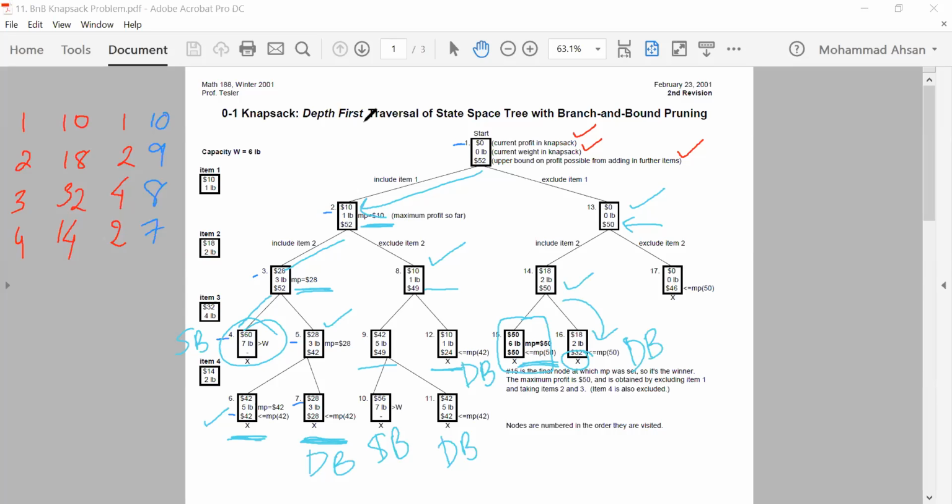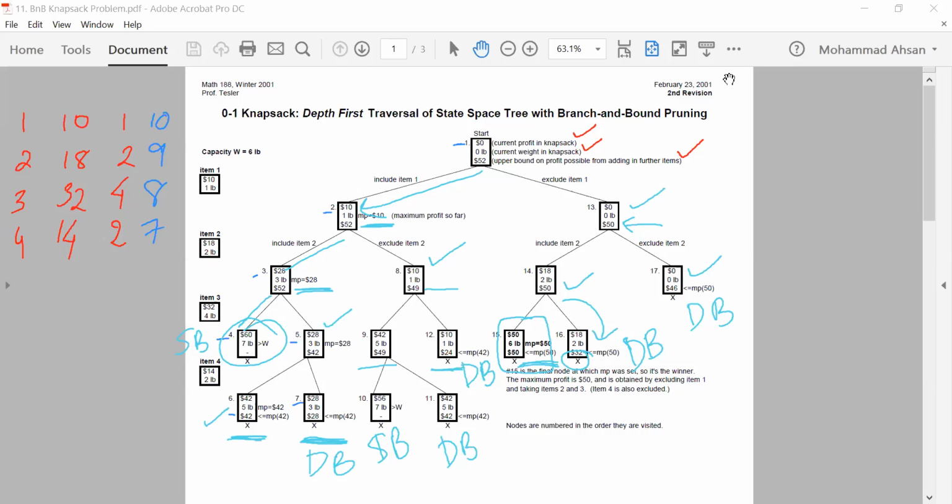And then when I come here, it is promising me 46. So again, this is a dynamic bound. If it is less than the maximum profit, it's a dynamic bound. So you see, look at this tree.